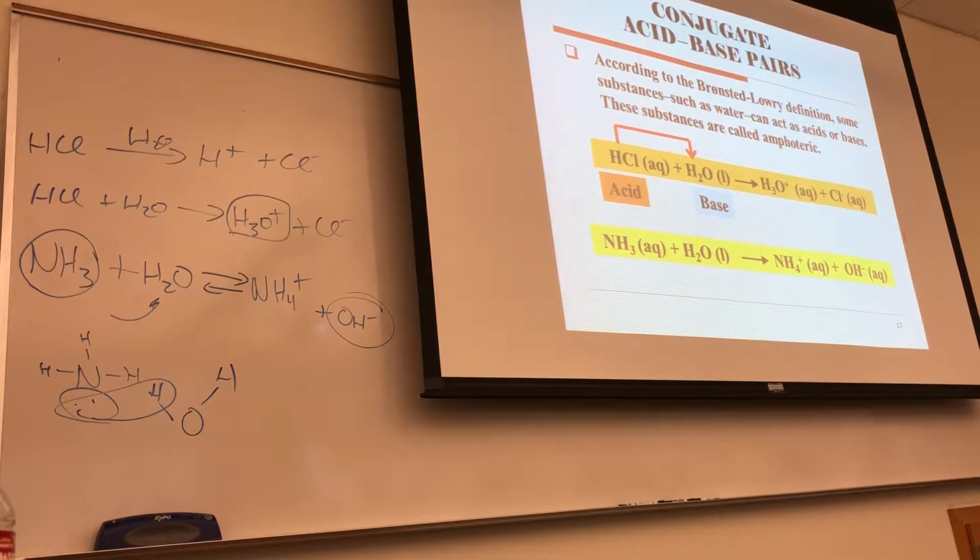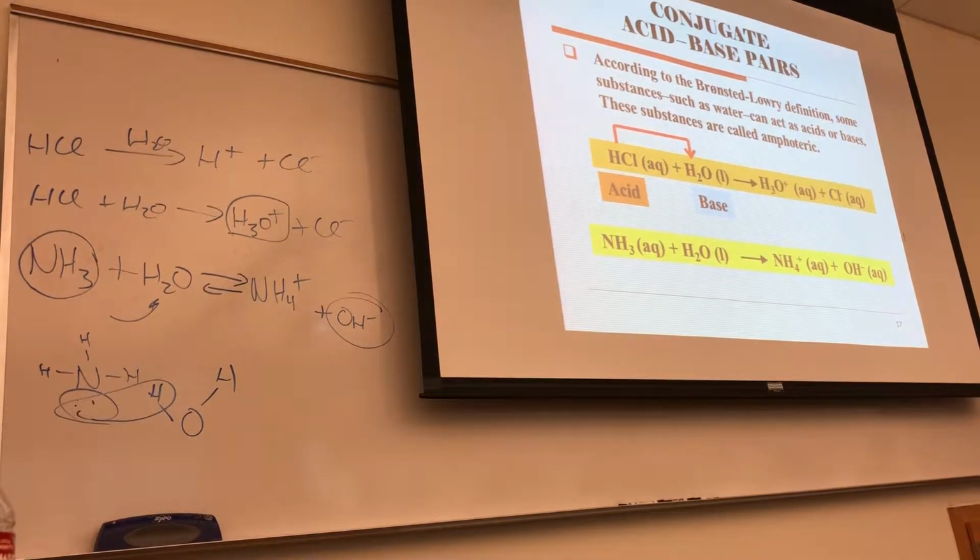Here's another one. In this case, what is this? This goes from here to here. This is the base, and this is the conjugate acid. And this is now what? The acid. It gave up the hydrogen, and now it's the conjugate base. So all they're doing is showing here that the H2O can be a base or an acid, depending on what's in it and what it's competing against.